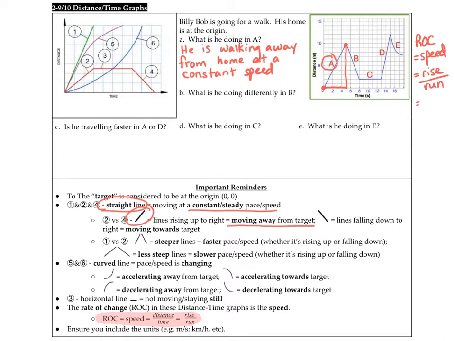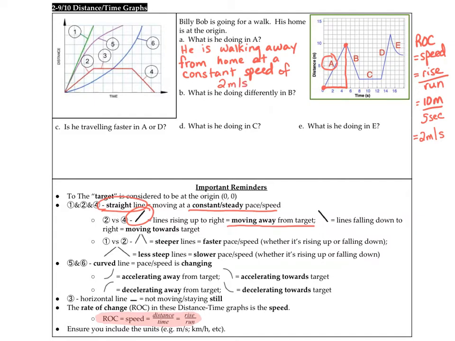Now the rise, you can see the distance is going from 0 up to 10. So the rise is 10 meters. And the run is going from 0 seconds to 5 seconds. So that's 5 seconds. And 10 divided by 5 makes 2 meters per second. So his speed is 2 meters per second.